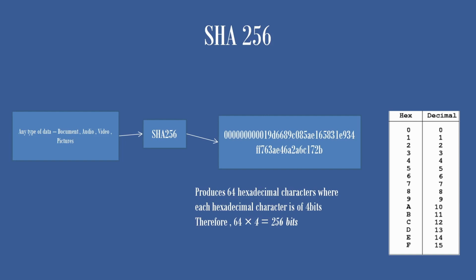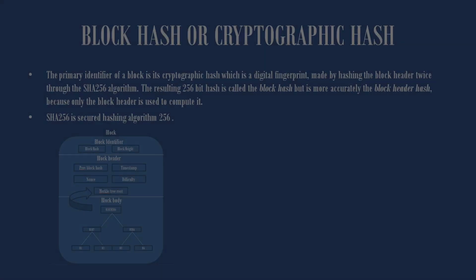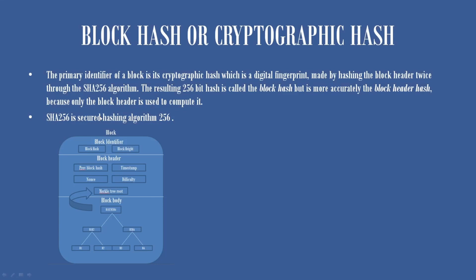As we have learned about the SHA-256 algorithm, let's learn about hashing first. The block hash, or cryptographic hash: the primary identifier of a block is its cryptographic hash, which is a digital fingerprint made by hashing the block header twice through the SHA-256 algorithm. The resulting 256-bit hash is called the block hash, but it is more accurately the block header hash, because only the block header is used to compute it. And SHA-256 is Secure Hashing Algorithm 256. I told you this earlier.